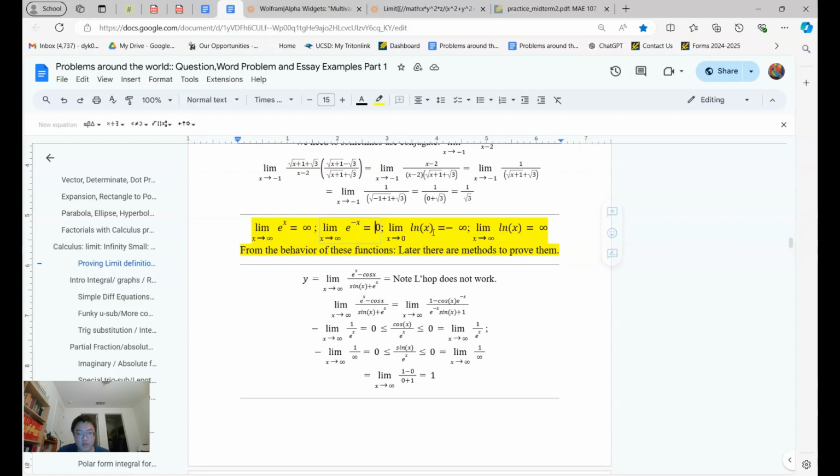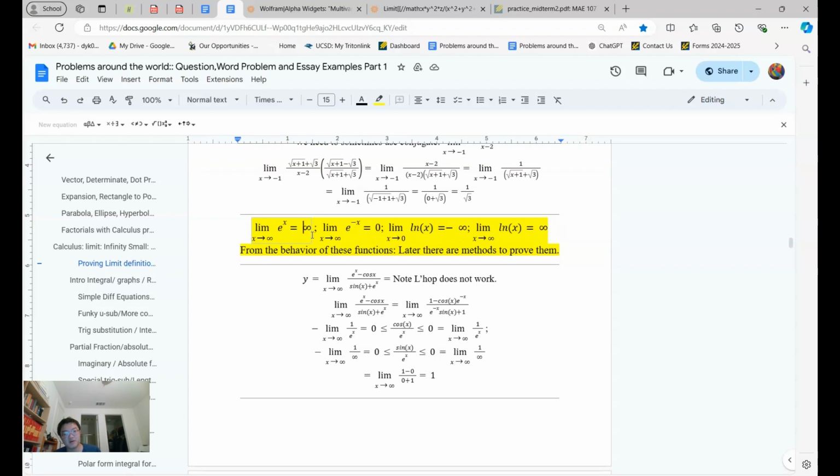The limit of e^x equals infinity. I can prove it with epsilon-delta, but I don't want to, because it's a pain in the ass. It's very much a pain. You can look it up, but it's much more painful than you would expect it to be.